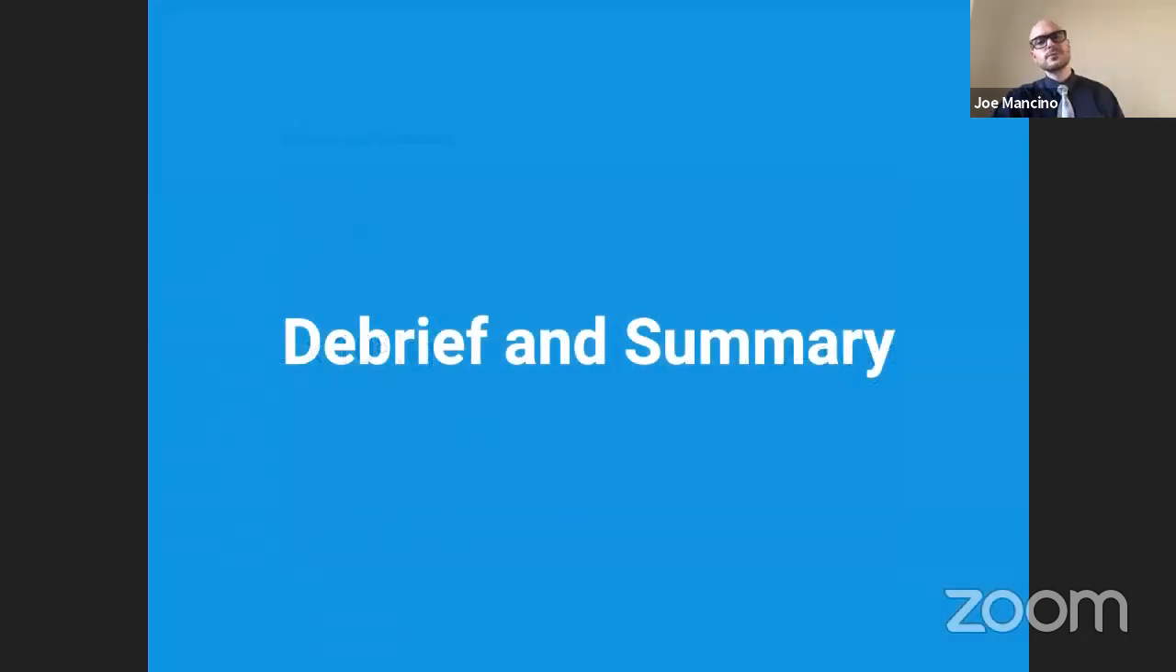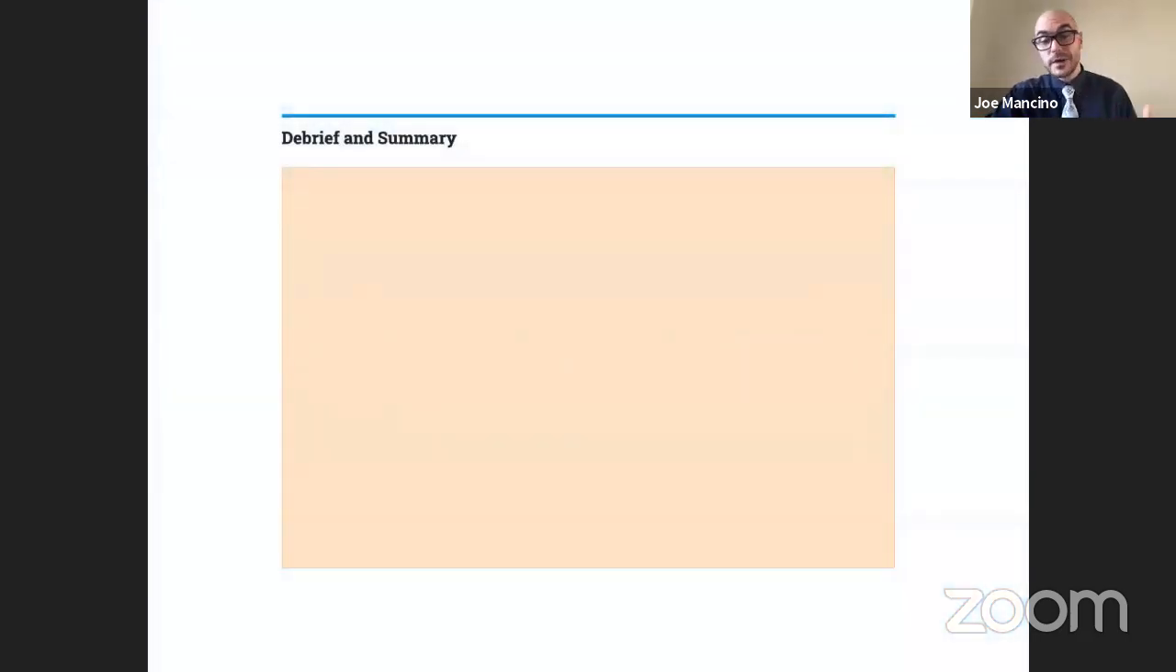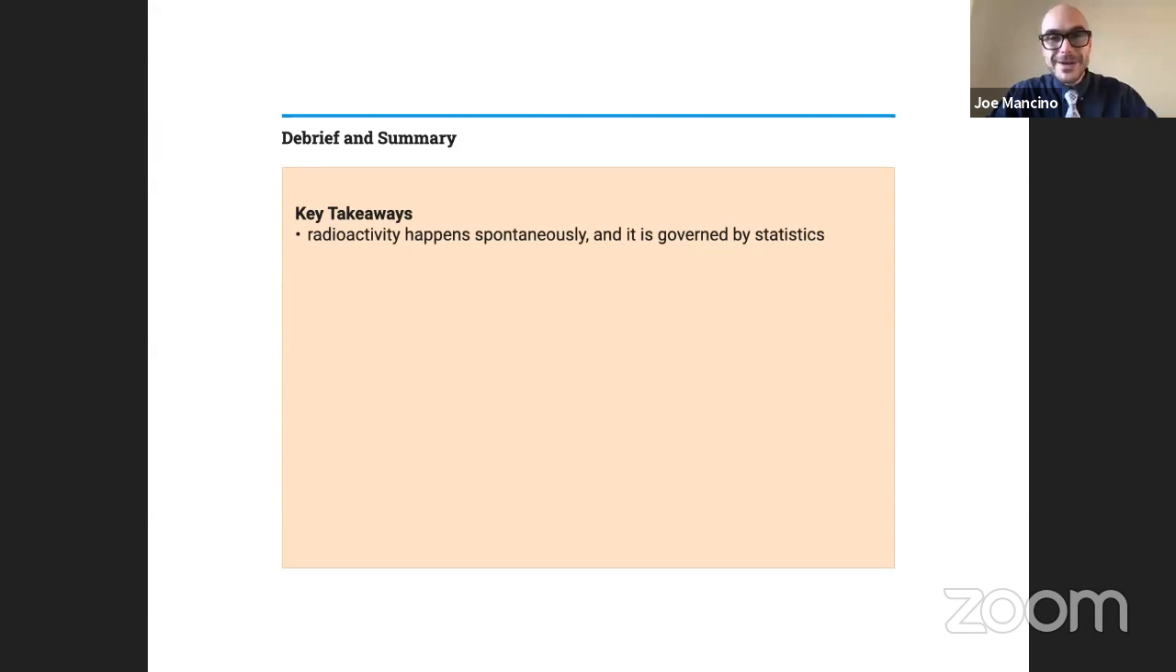Okay, so here's a quick rundown of what we did and what I'm hoping that you walked away with. First off, radioactivity happens spontaneously. It's governed by statistics. It follows those half-life curves. So I hope that you picked up what half-life was.